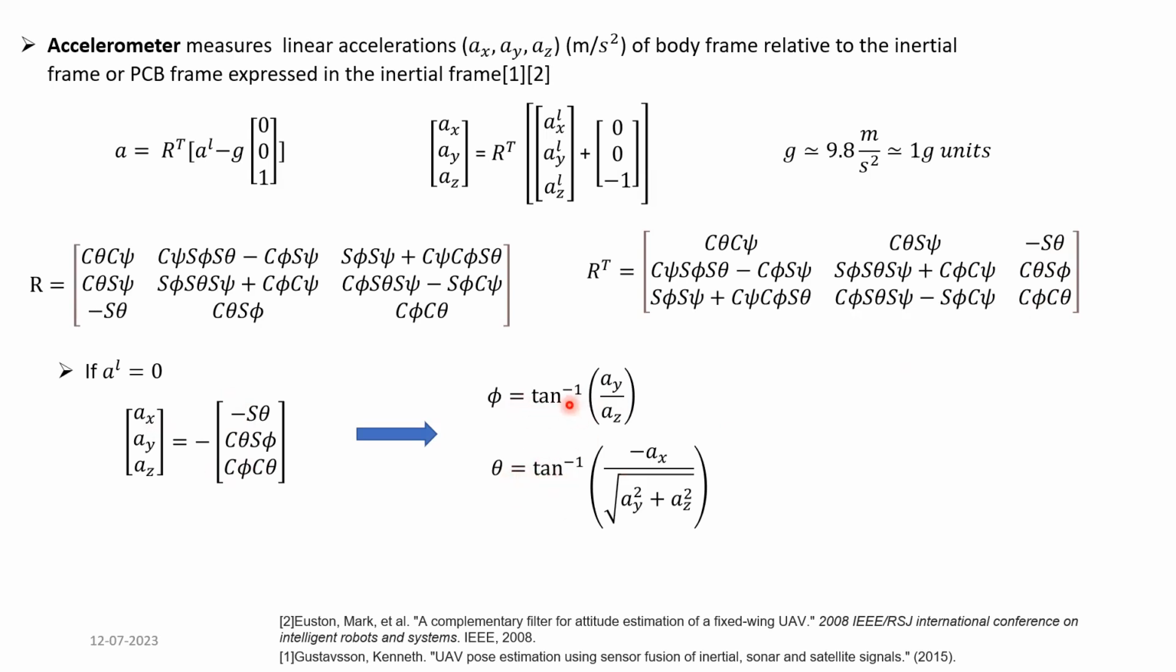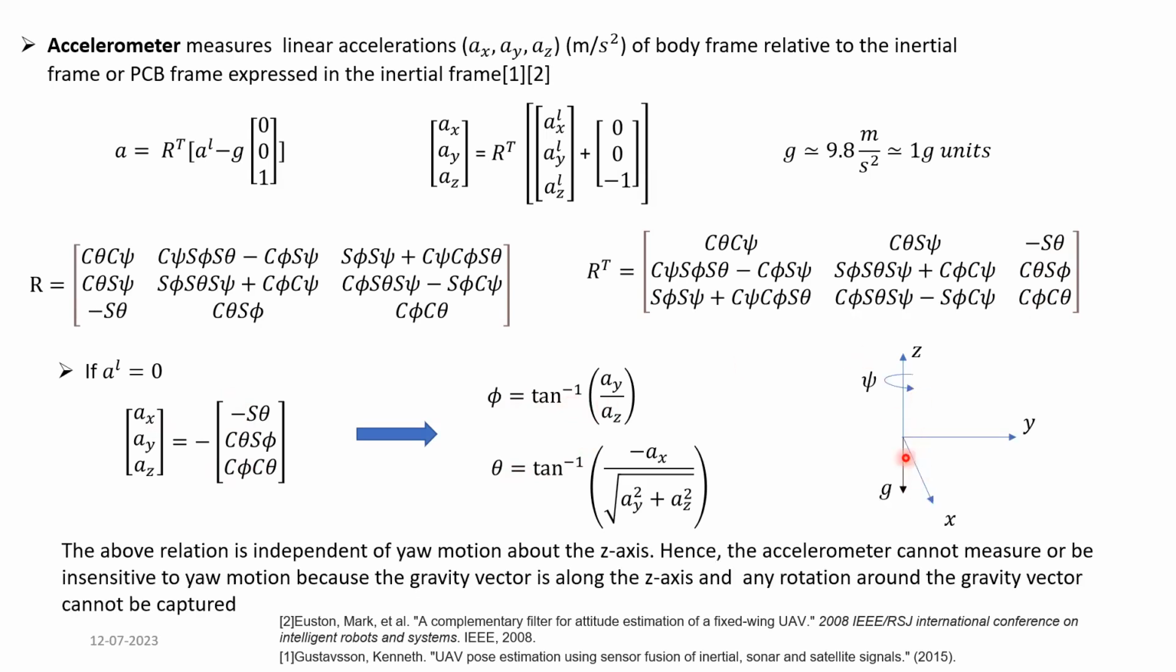But with just the accelerometer, we can't find yaw. Yaw means rotation around the Z axis. Phi means rotation around the X axis. Theta means rotation around the Y axis. But the rotation around the Z axis, we can't measure because, let's say, for example, if you're rotating around the X axis, the gravity vector will change, right? So the accelerometer will give different values.